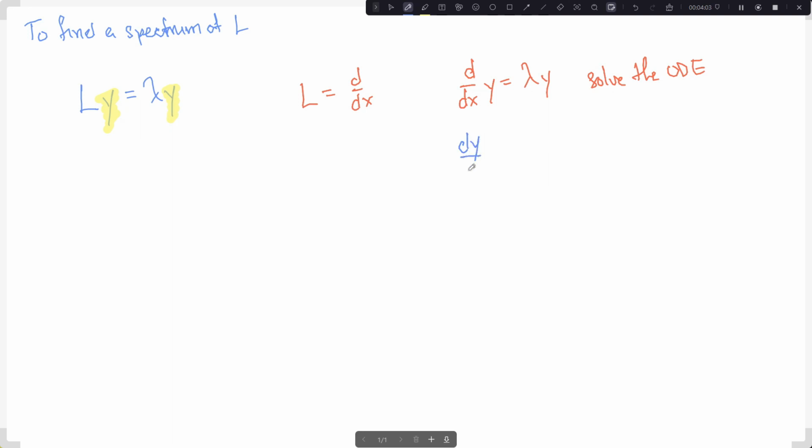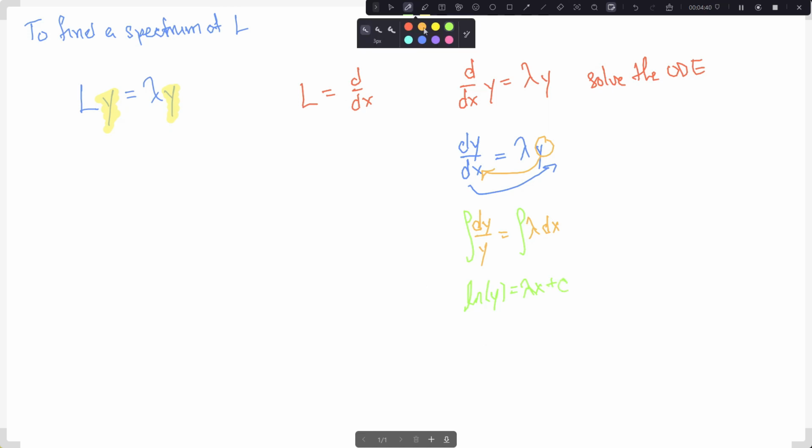And the way we solved separable type ODEs last semester was we considered the left as a ratio, dy dx equals lambda y. We moved the dx to the right. We moved the y to the left, and we recover something like dy over y equals lambda dx. And upon integrating both sides, we recover natural log of y is lambda x plus c. And upon exponentiating both sides there, we get y is c e to the lambda x.